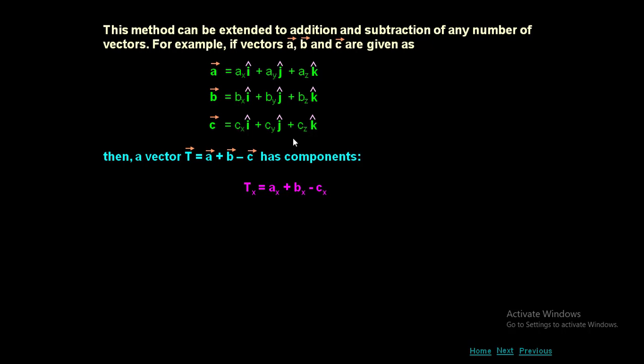So Tx is nothing but Ax plus Bx minus Cx. Ty is nothing but Ay plus By minus Cy. And Tz is nothing but Az plus Bz minus Cz.